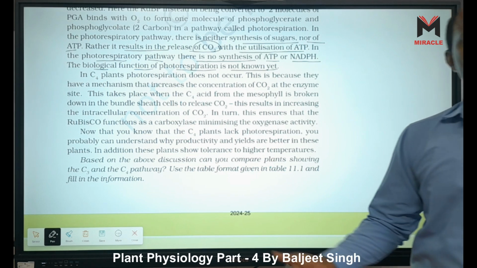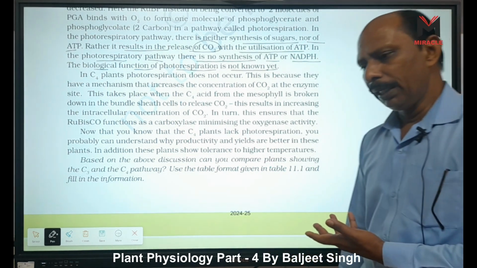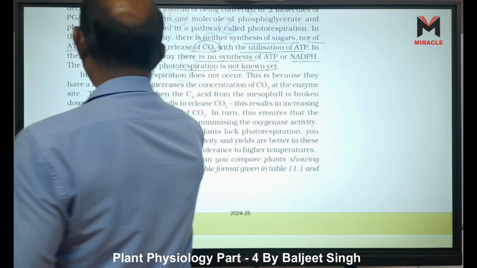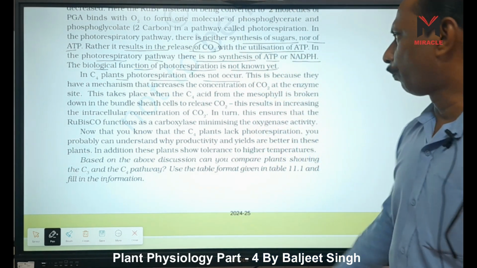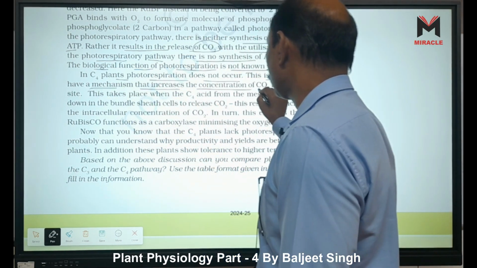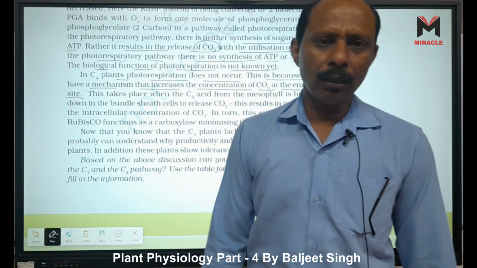What is the importance of this photorespiration for plants? It is not known yet, right? Because we know it is a waste process in plants. In C4 plants, photorespiration does not occur because rubisco is absent in mesophyll cells. This is because they have a mechanism that increases the concentration of CO2 at the enzyme site. Enzyme site means in bundle sheath cells.